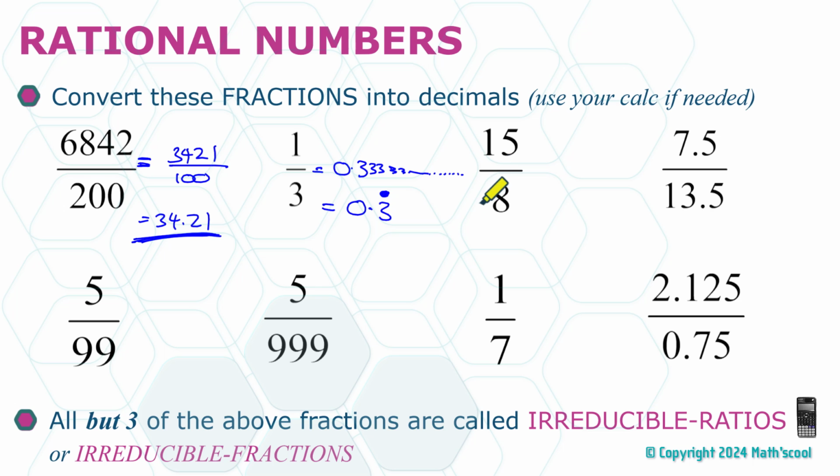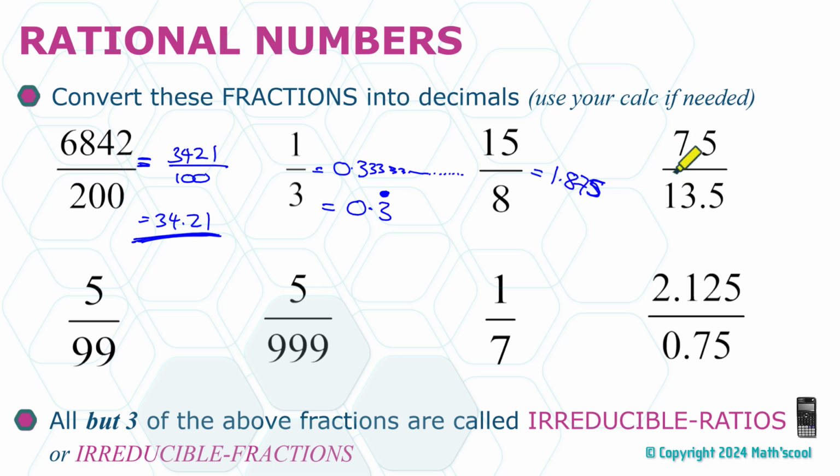15 over 8. So that's 1 7/8. You can stick that in the calculator, or you might already know that 7/8 is 0.875. So that's 1.875. Okay. I'm not too happy about the way this one's written because you've got decimals inside the fraction. That's not really good form.